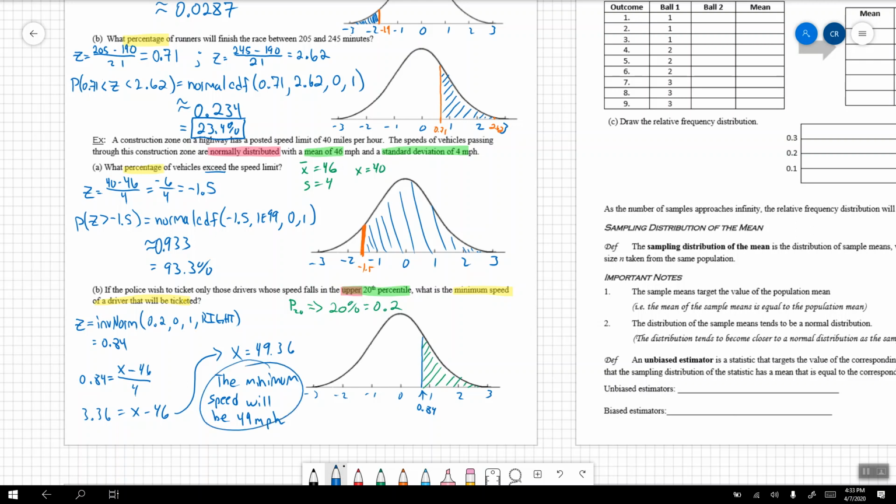All right, so there it is. And that's actually going to wrap up section 6.2. And shortly we'll start on 6.3, and I'll see you all then.